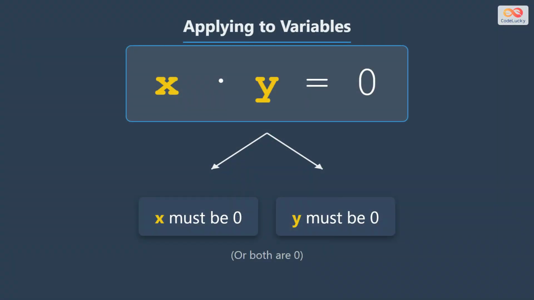Now, let's apply this to algebra with variables. If we have x times y equals 0, we can conclude one of two things. Either x must be 0 or y must be 0. Or, of course, both could be 0. This simple rule is incredibly powerful when we need to solve for unknown variables.